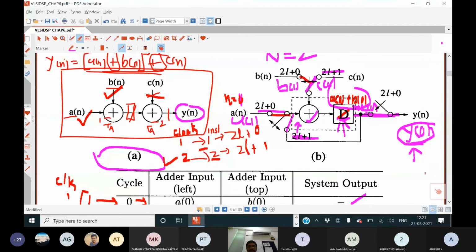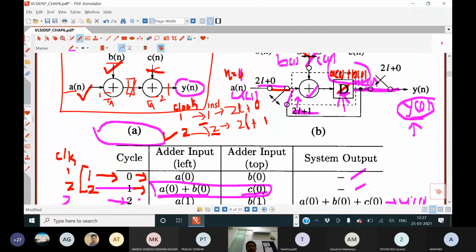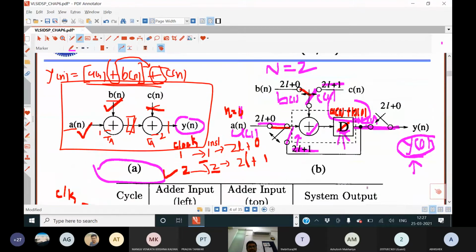I hope you are getting this concept. If you have any issue, let me know. Is it required to explain it again?